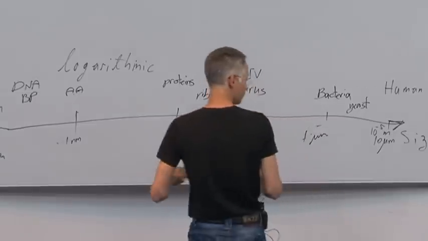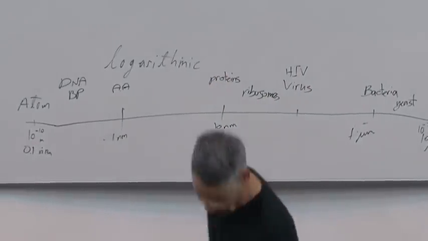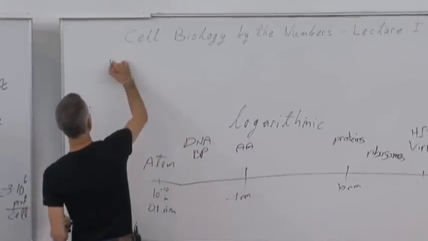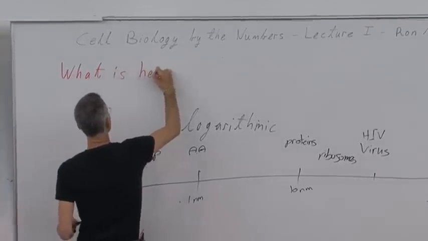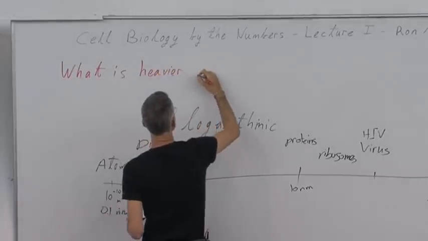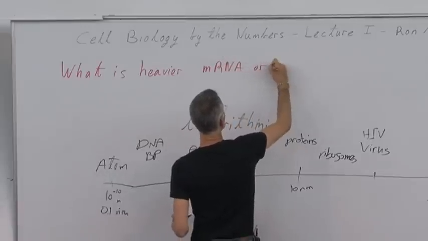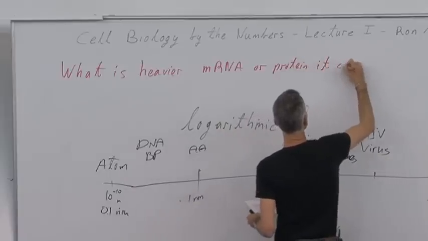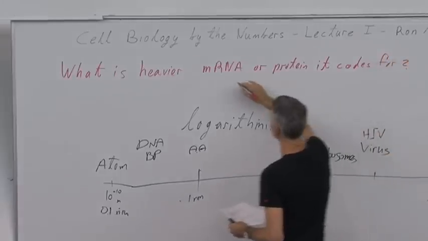And to finish up, I'd like to put one final question. So the last question for today is, what is heavier, or if you like, bigger, an mRNA or the protein it codes for? And yeah, let's talk about this as already spliced.